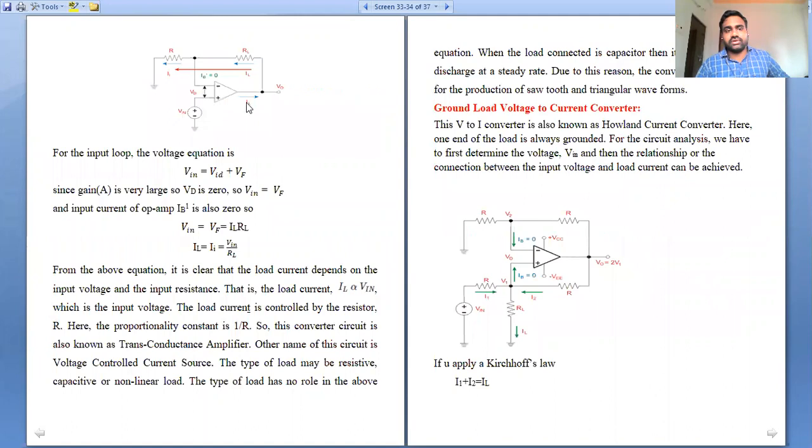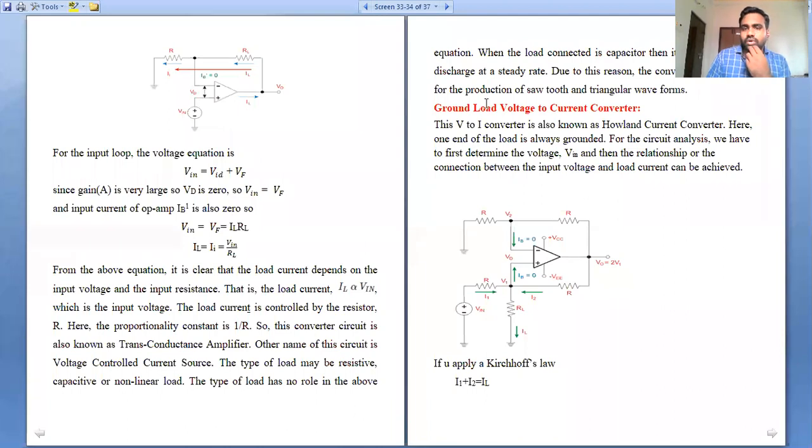Floating load voltage in the sense that the load is not grounded. But the load is connected in the form of a feedback terminal. There is no additional feedback terminal. Next, this is a non-inverting type feedback, non-inverting type operational amplifier, and we analyzed the behavior here.